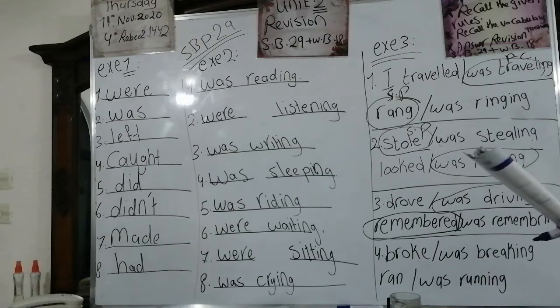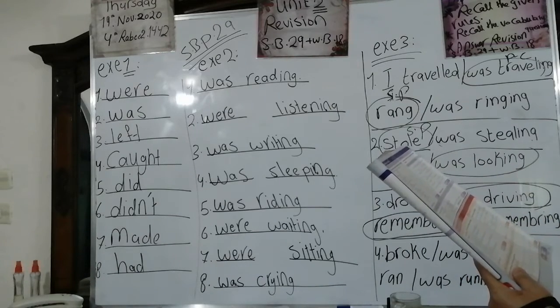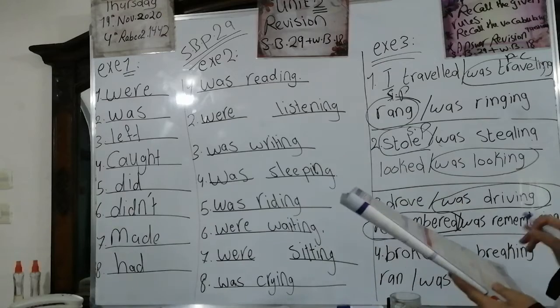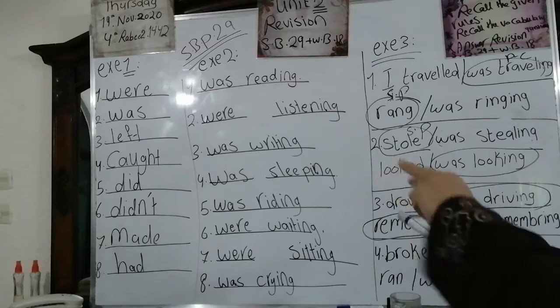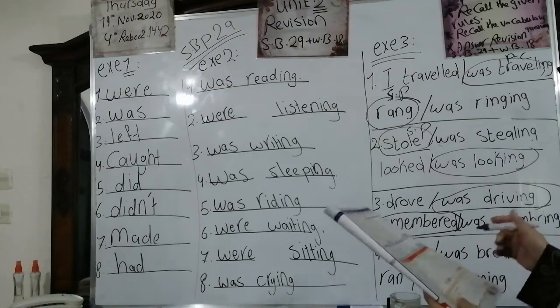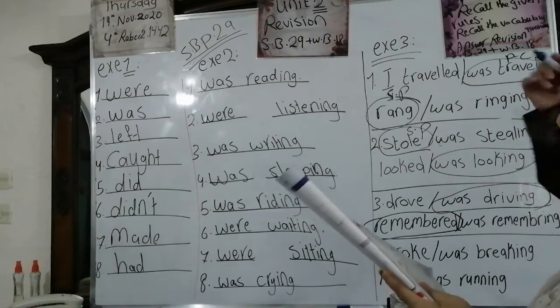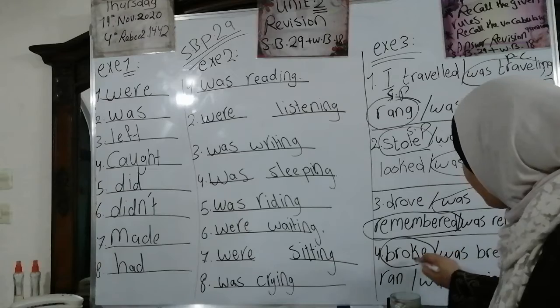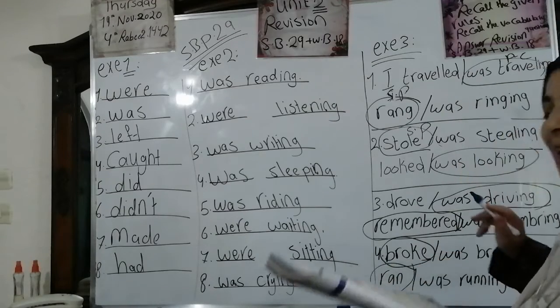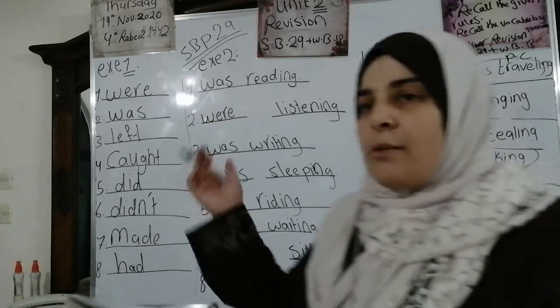Number 4, the last one. Sam broke or was breaking the window and then he ran or was running away. Of course, with this one we are going to deal with only the simple past because we have two actions happened one after the other. So we are going to say Sam broke the window and then what did he do? He ran. So you are going to circle broke, then ran. Okay? Deal? Okay, we finished this question. Let's move to the next one.